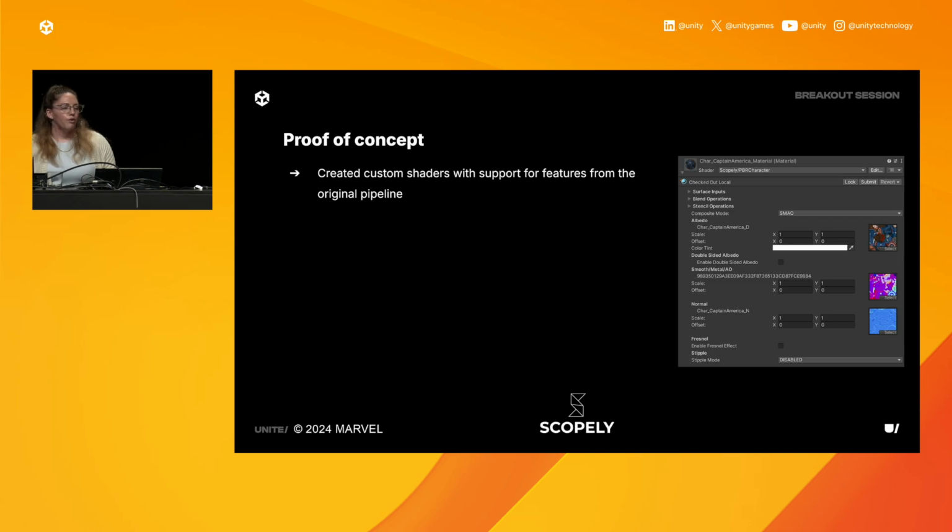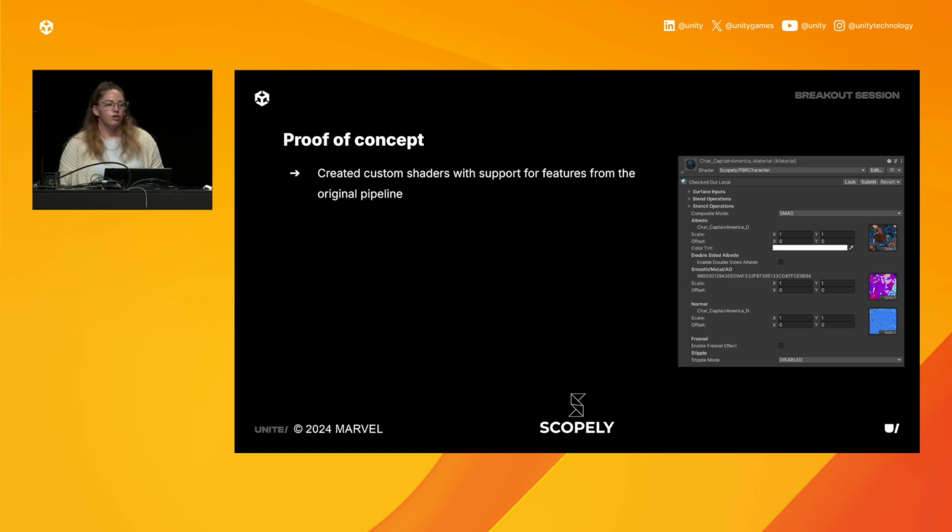In order to create the proof of concept, we needed URP versions of our original shaders from the original pipeline. The standard URP shaders didn't provide all of the functionality that we needed. So we migrated the functionality from the original pipeline to custom shaders in URP.